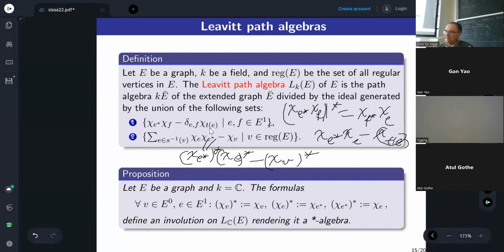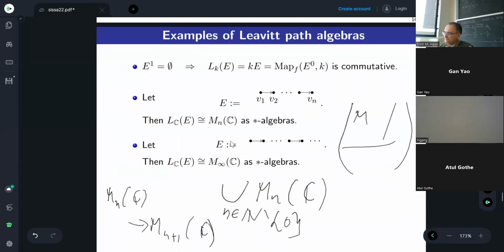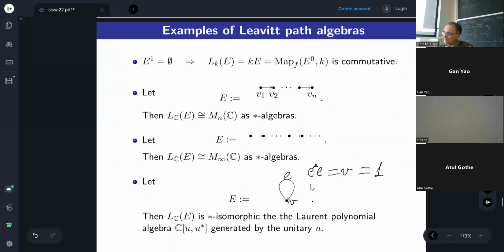I have only one vertex. The end of my loop is 1 in my algebra. But now look here. This vertex also emits only one edge. So the sum is a one-element sum. It's a regular vertex. But now I write E E star, and it's again equal to my vertex. So it's a unitary. For the second conspicuous relation, I have E E star equal to V equal to 1. So this is precisely the unitary. And I have a Laurent polynomial, a nice commutative thing, and of course, the isomorphic star algebra.